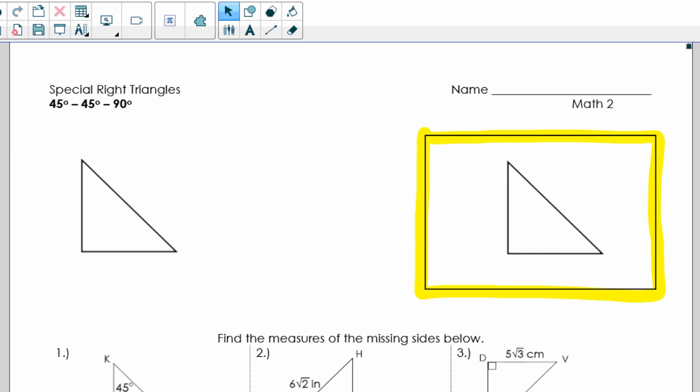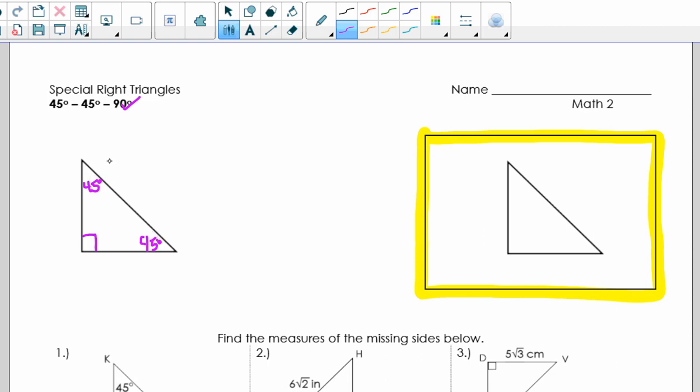So we're going to start with 45, 45, 90s today. They're called 45, 45, 90s because this relationship happens when you have a right triangle, so that's the 90, and then the other two angles are 45 degrees. So that's why we call it a 45, 45, 90. And obviously we know that works out because the angles of triangles add up to 180.